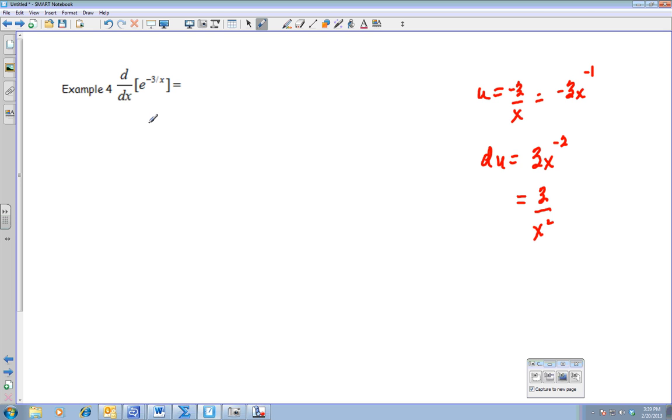Okay, so I'm going to find the derivative. So the derivative of e to the u is e to the u times the derivative of my u. We just found that. So usually I would rewrite that as, now I know we have a negative exponent here. We're not going to try to fix that. We're just going to leave it. 3e to the negative 3 over x, over x squared. And that's my answer.